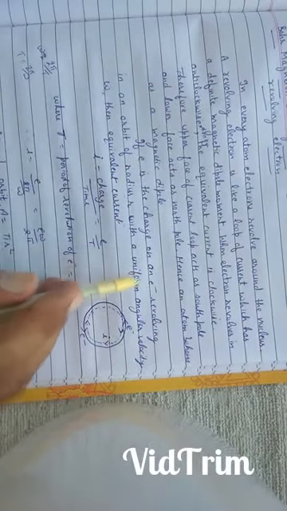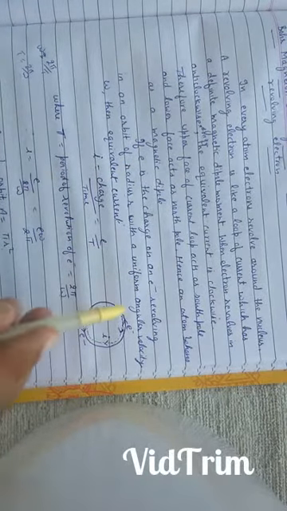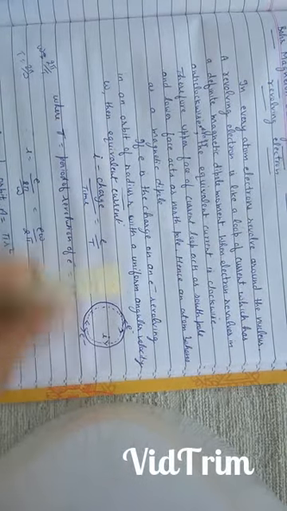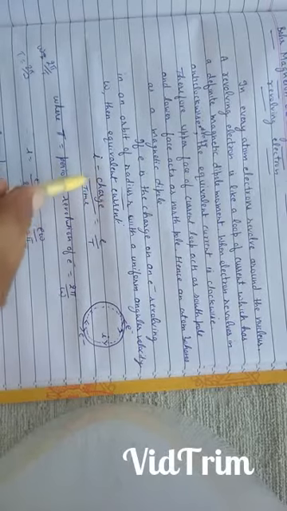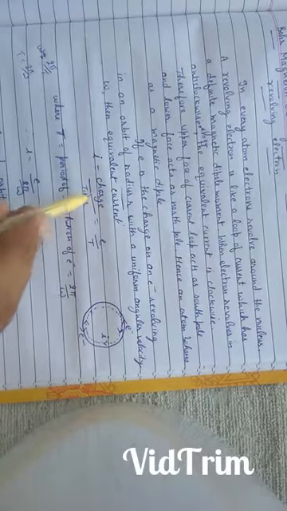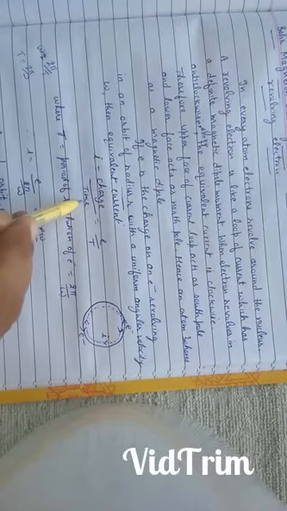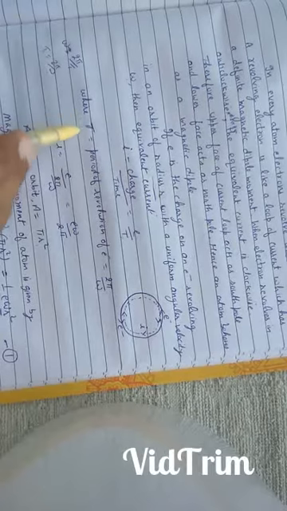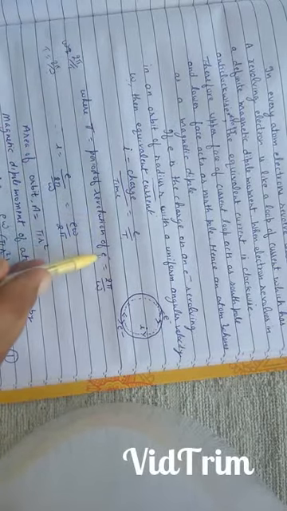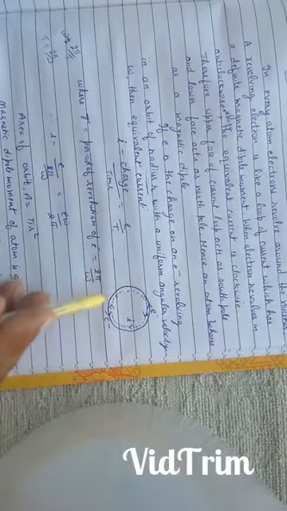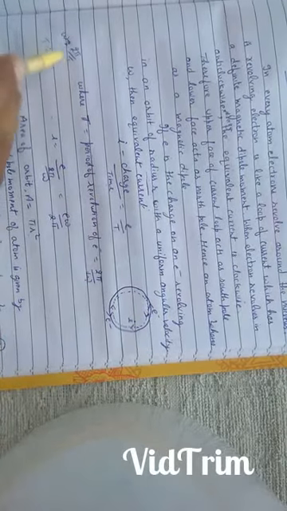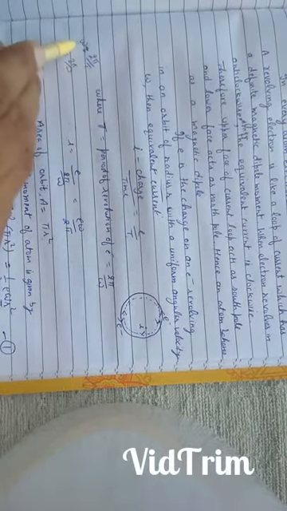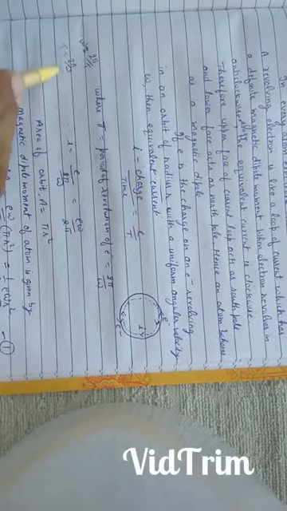If e is the charge on an electron revolving in an orbit of radius r with a uniform angular velocity omega, then equivalent current I is equal to rate of flow of charge. Rate of flow of charge is total charge flown upon total time taken. Charge is e and time taken is T. Here T is equal to period of revolution of electron, that is time taken by the electron to complete one revolution. As angular velocity is given by 2 pi upon T, taking T to left hand side and omega to right hand side, T is equal to 2 pi upon omega.